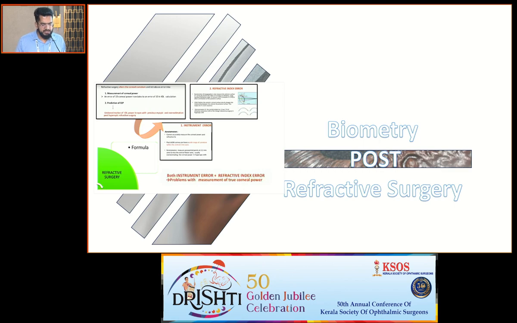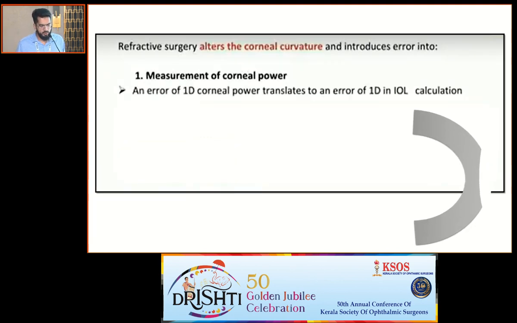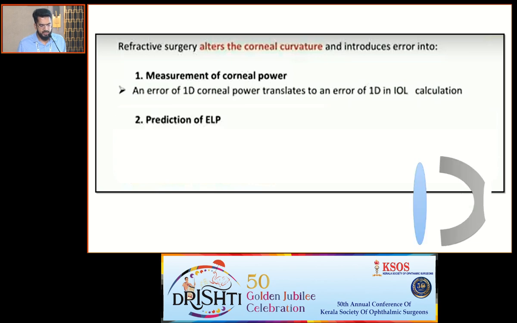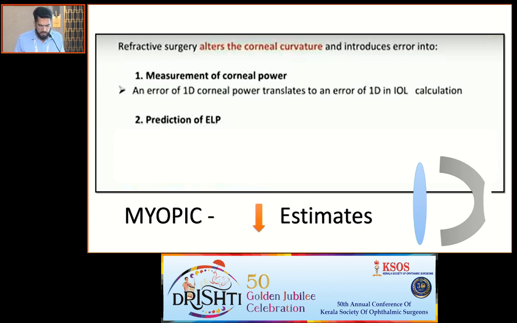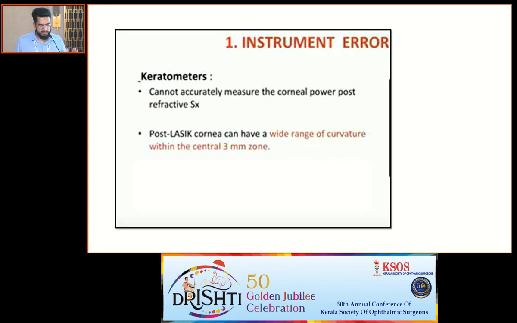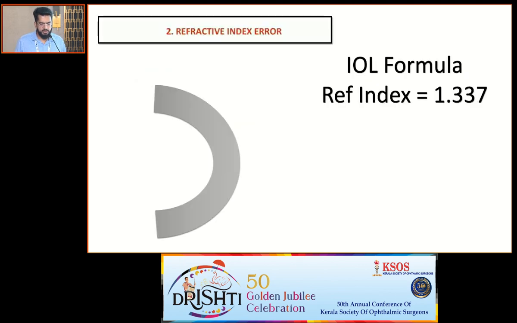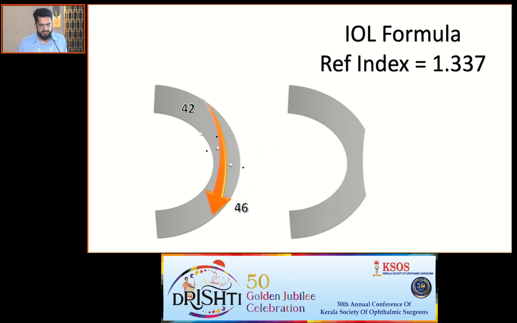So the next detail will be dealt with by Dr. Chitra Madam. Here, the main thing we have to keep in mind is the alterations in the corneal curvature. We know it can result in one diopter of error, and the effective lens position calculation is usually wrong, and we usually underestimate the myopic, and myopic patients usually land up post-op refractive surgery biometry becoming hyperopic. So the instrument error is one thing to deal with, because it is the 3 millimeter zone, even the central area is at different curvatures. And the next thing is the relationship of refractive index of 1.337 after altering the corneal curvature or making it flatter is no longer standing.